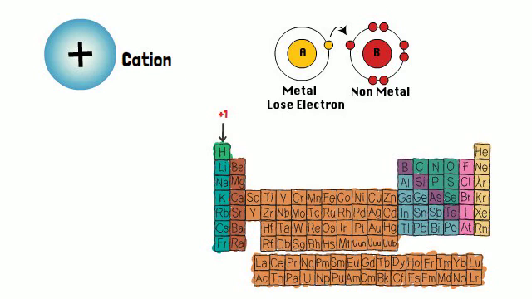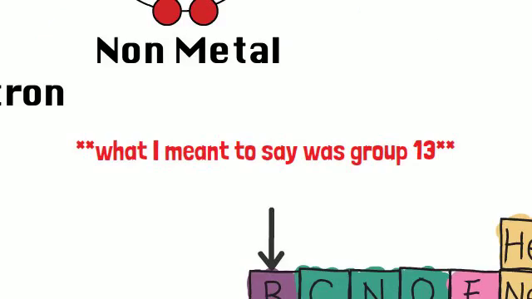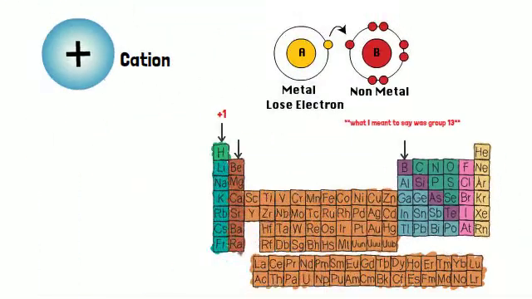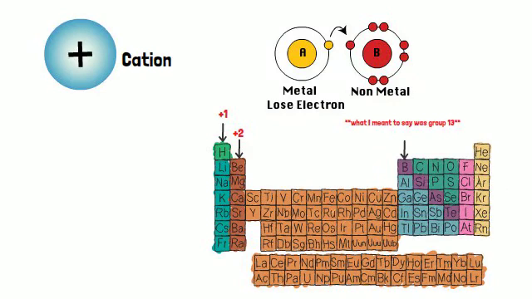Based on all that we've talked about so far, what charge do you think group 2 and group 3 elements would form when they lose electrons? Group 2 form +2 charge, while group 3 form +3 charge. That means group 2 atoms lose 2 electrons and group 3 atoms lose 3 electrons.